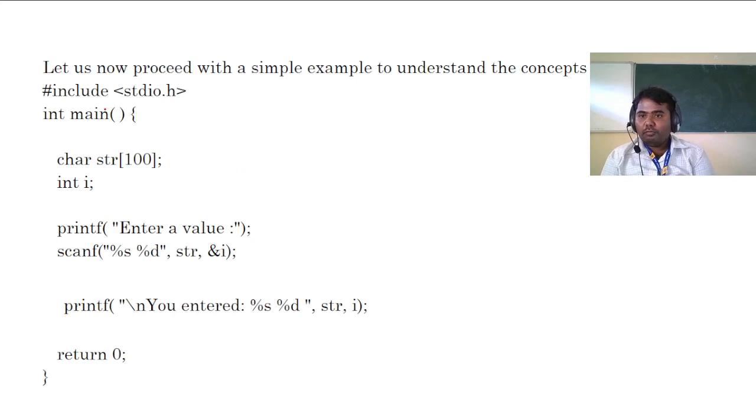We have a header file, preprocessor directives. We have the main function where the execution will begin. We have used one more variable here, that is str of type character, but you can observe one more declaration here. Within the square brackets, I specified 100. This is the character data type, but I can store up to 100 characters. So it's like a group of characters, or we can also say an array of characters.